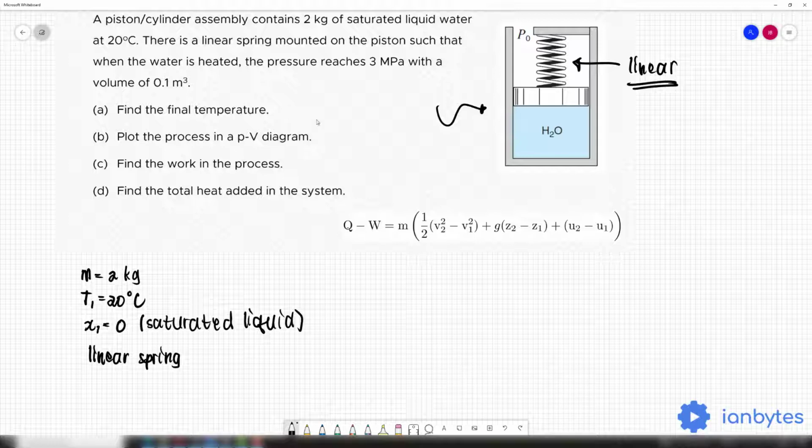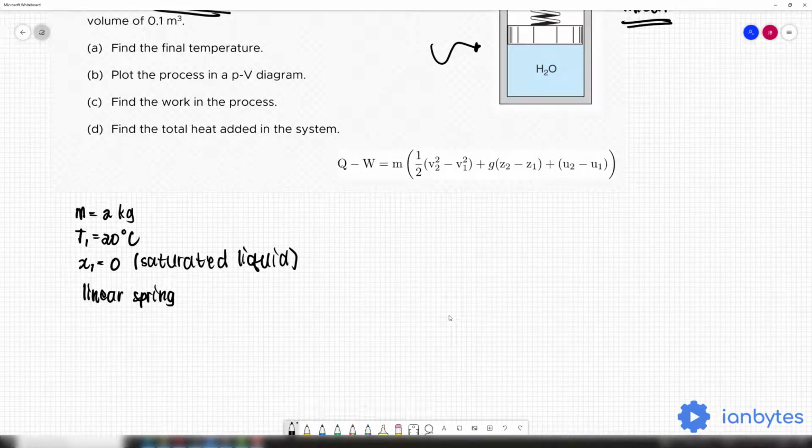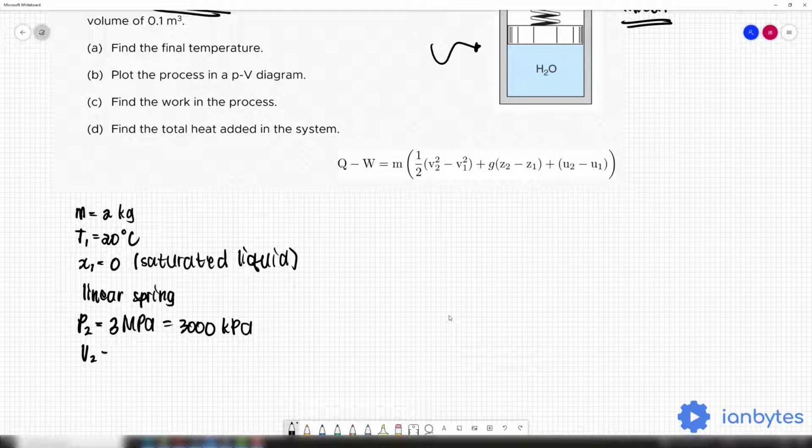Also, sinabi dito na after heating, the pressure of the water inside reaches 3 megapascals and the volume is 0.1 cubic meters. It means that P2, or the pressure at the final state, is 3 megapascals, or basically equal to 3,000 kilopascals. So I converted it right away because of the fact that our thermodynamic tables is in kilopascals. V2, which is the final volume, is equal to 0.1 cubic meters.